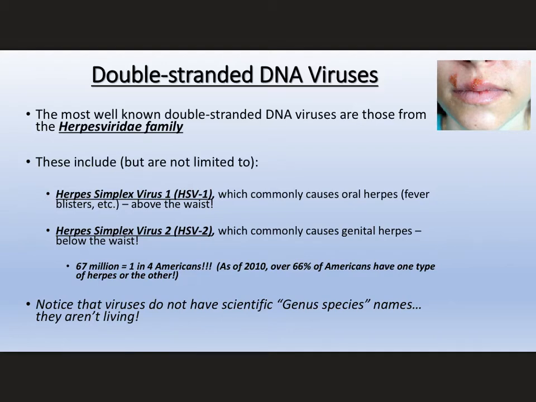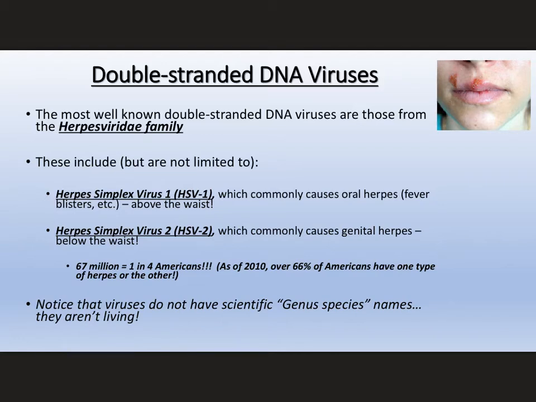So if we start with herpes viruses, now herpes, technically speaking, is the herpes simplex virus, right, HSV. And there are two types of herpes simplex viruses. There's HSV1 and there's HSV2. Now, both of these infections cause blistering, right, as a symptom.